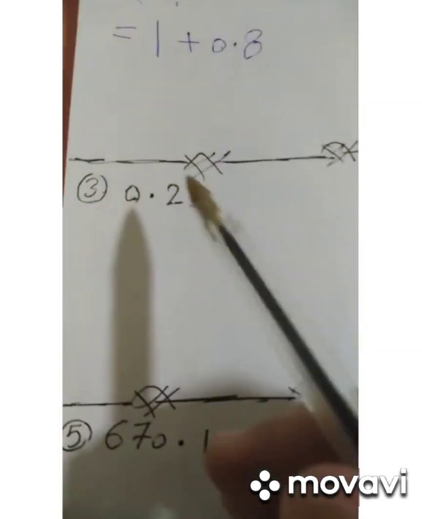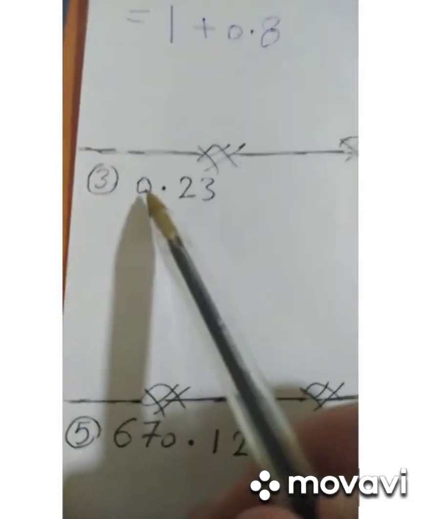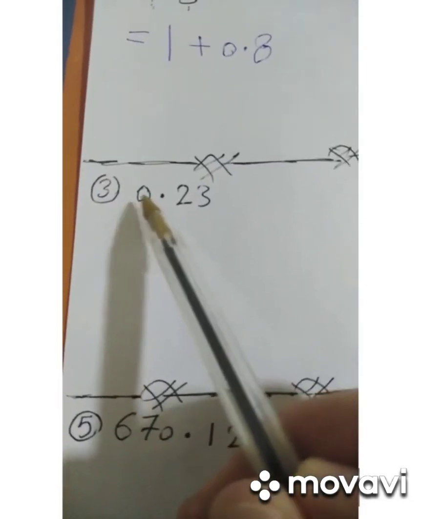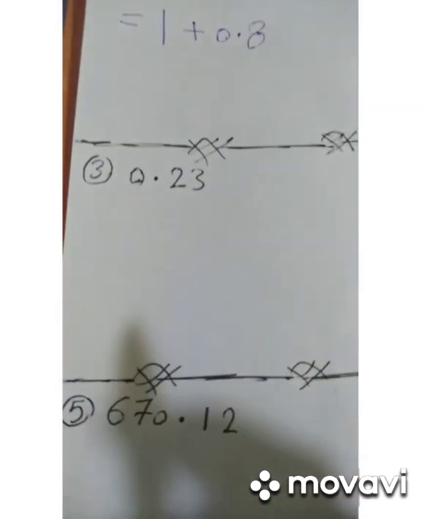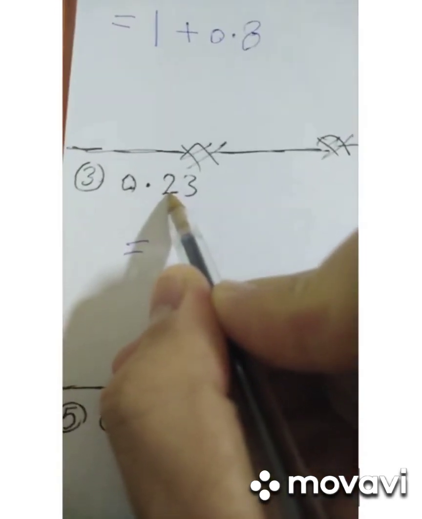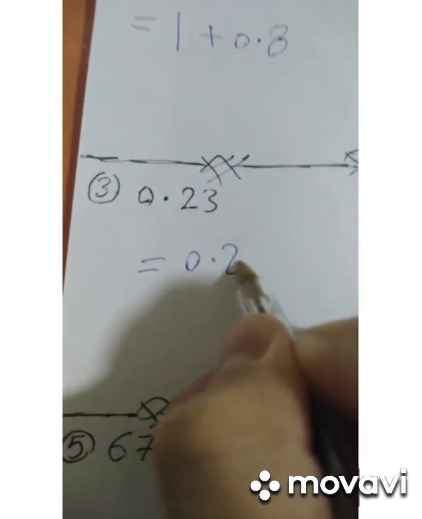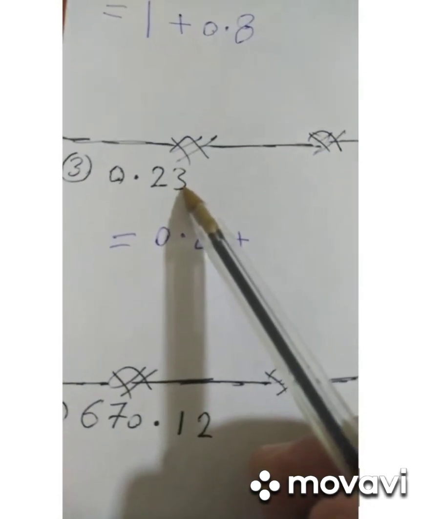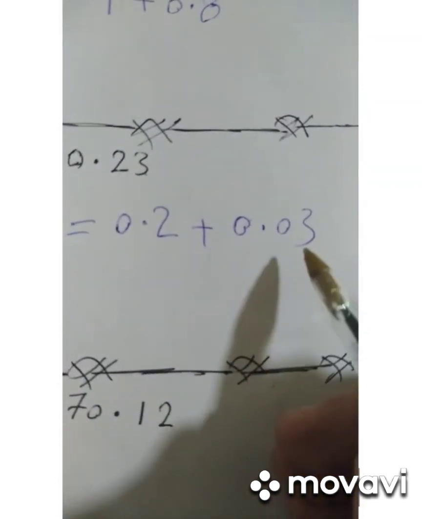Number 3, 23 hundredths. Yes, look at the whole number. The whole number equals 0. So we don't have ones or tens or hundreds. So the whole number is 0 and we ignore 0. Then write this digit. This place is what? Is tenths. 2 in tenths equals, yes, 2 tenths. Plus 3 in hundredths equals 0.03. And we read it 300.